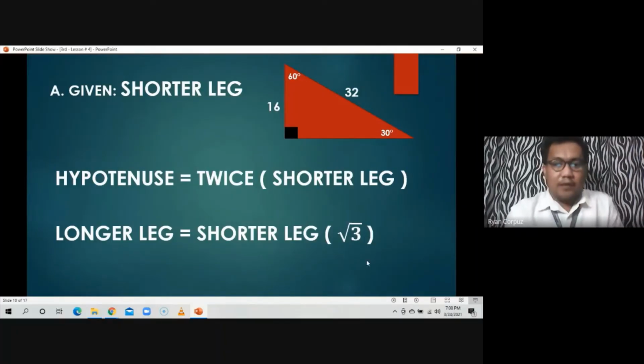But for you to find the measure of this longer leg, itong side na to, sabi dito, longer leg is equal to shorter leg, that's 16, multiplied by square root of 3. So 16 times square root of 3, will come up with 16 square root of 3. So, isa lang yung given measurement mo ng side, malalaman mo na yung measure of the other two sides. That's why it's called special right triangle.